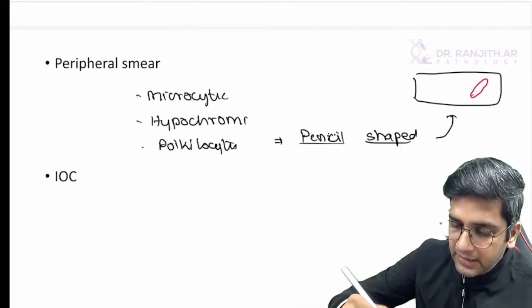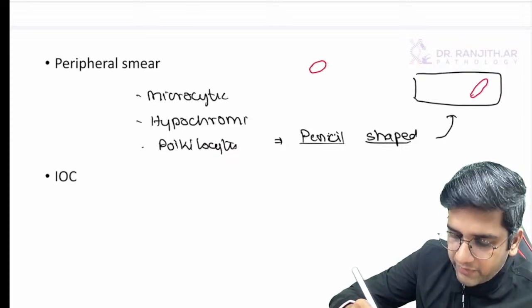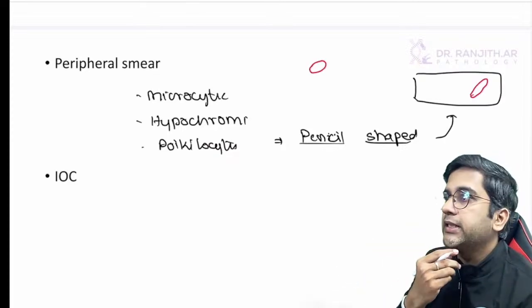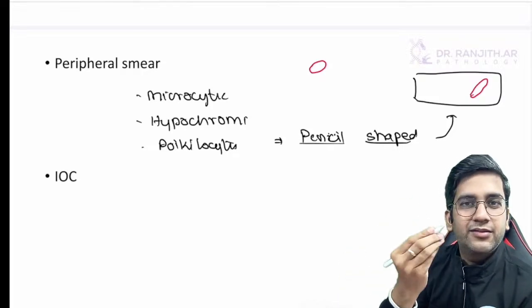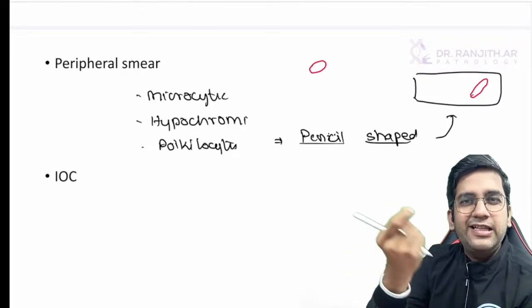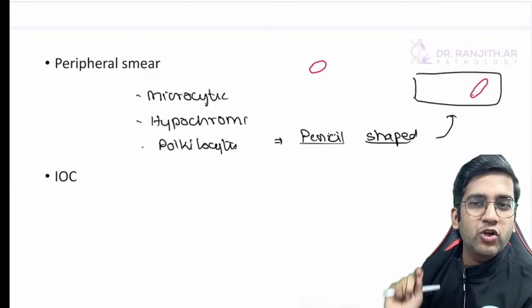Okay, a pessary cell is a normal RBC which looks like a pessary. Pessary is something you'll read about when you go to gynecology. It's a ring. It's a very thin hemoglobin ring. It looks like a ring, so we call it a pessary.